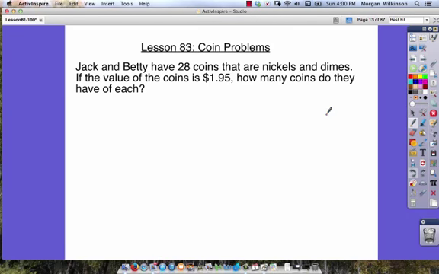Lesson number 83 is about coin problems. And our first problem says, Jack and Betty have 28 coins that are nickels and dimes. If the value of the coins is $1.95, how many coins do they have of each?